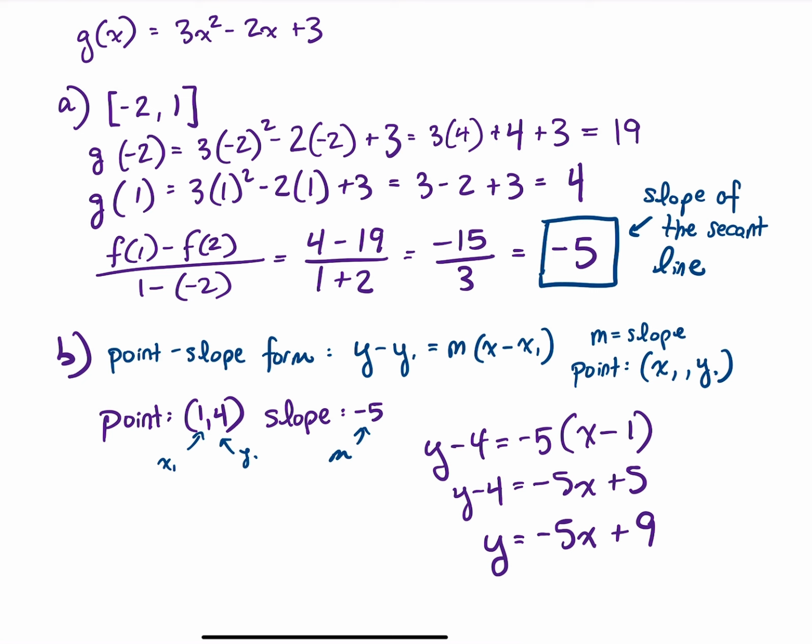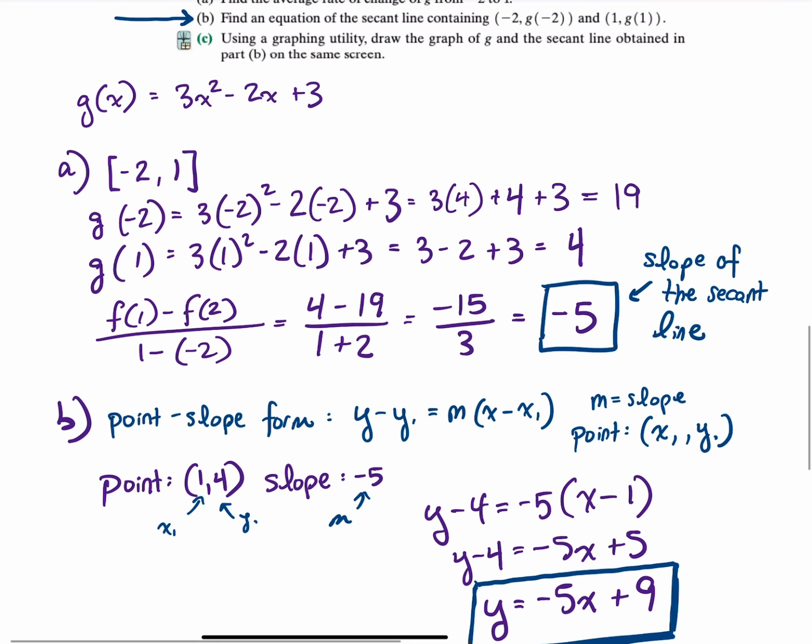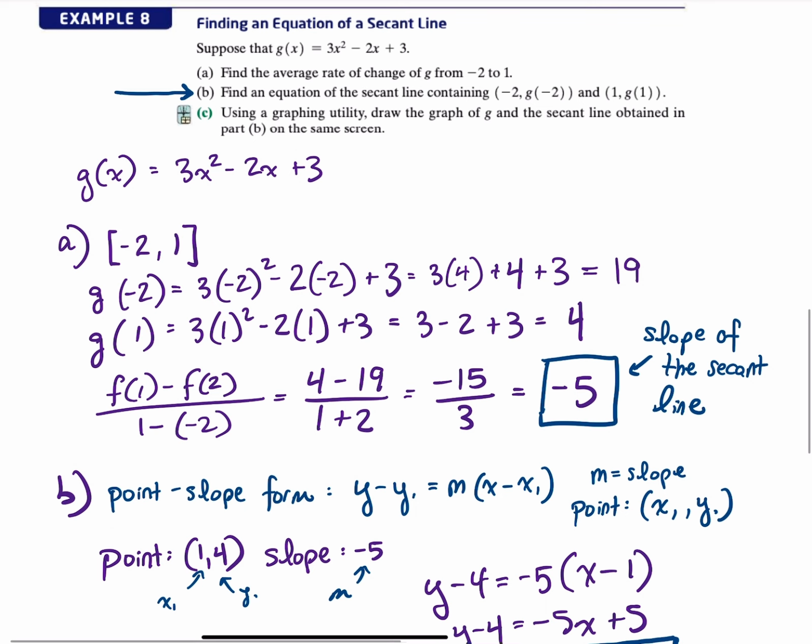That is the equation of the line going through those 2 points on our function. So the equation of the secant line. And then it asks you to graph. You can try plugging this into Desmos. That would be cool to see. Plug this in, visualize the graph, and then also this line.